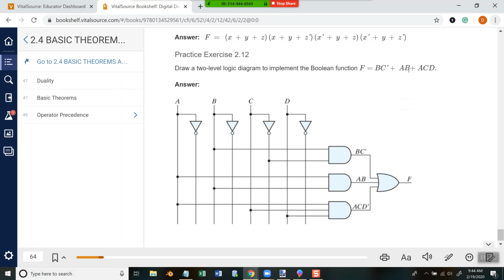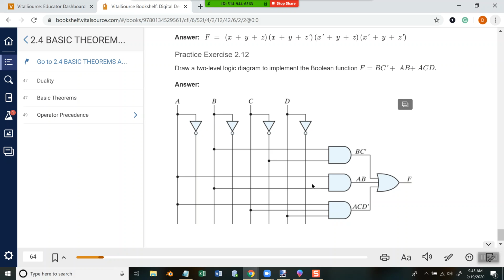The next one is AB. So we have a line coming over from A, we have a line coming over from B into our AND gate. And then ACD, one coming over from A, one coming over from C, and this line here, oh, that is correct. So from D, this is just labeled wrong right here. That should be a D. And you can see that from here. It's coming from the D line, not the D prime. And then they're all going to an OR gate, and that's what accounts for the pluses in between them.